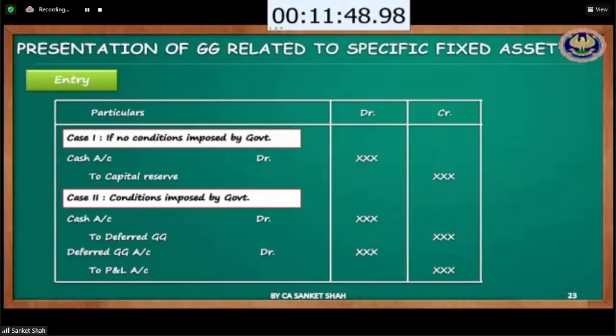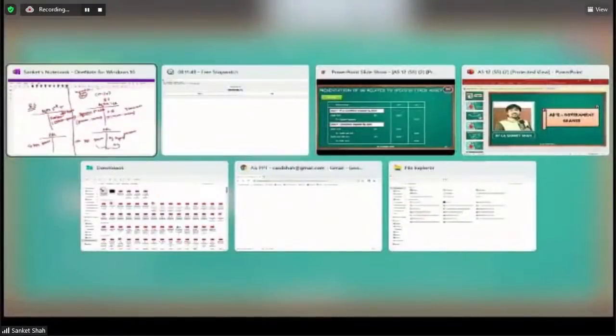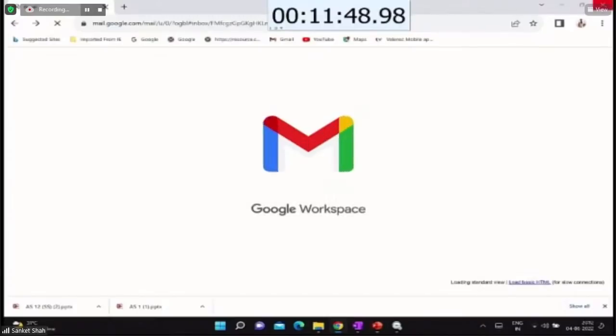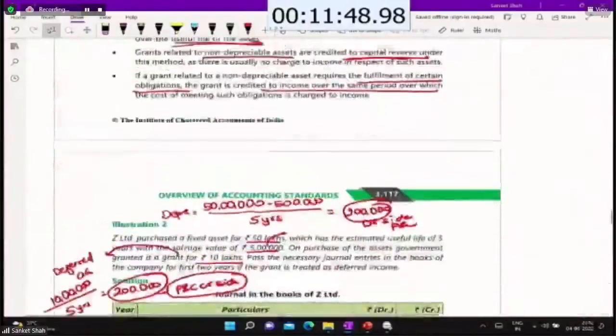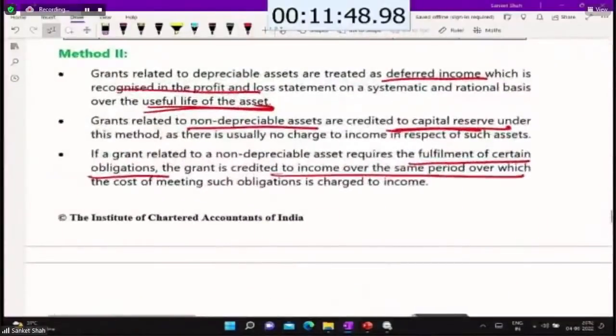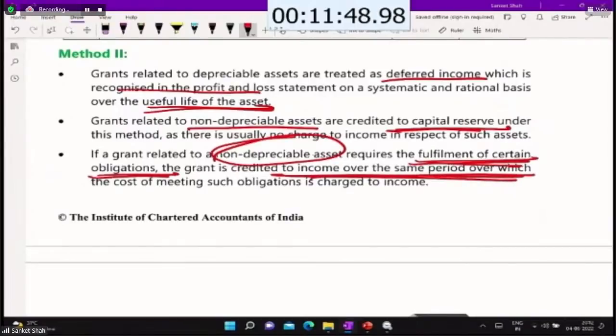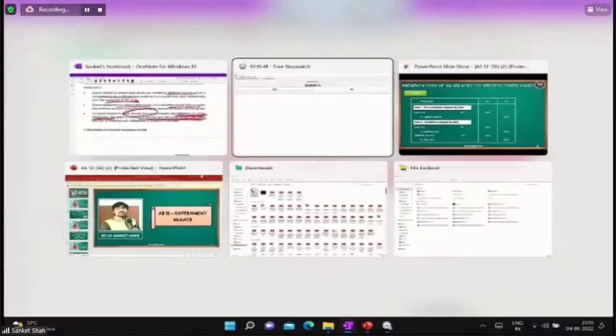If no conditions, then cash to capital reserve, and if conditions, then cash to deferred GG and deferred GG to P&L. So see, this is very important in case of depreciable asset. In case of non-depreciable asset, fulfillment of certain obligations, then credited over the specific period. Okay, so this is very important. And no condition, then it is a capital reserve.